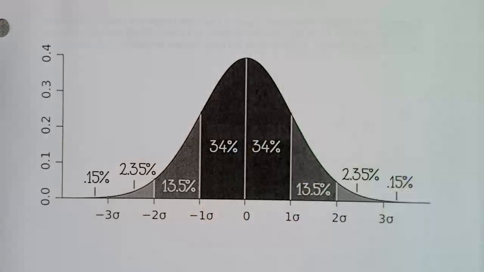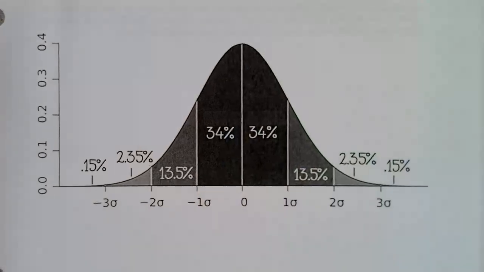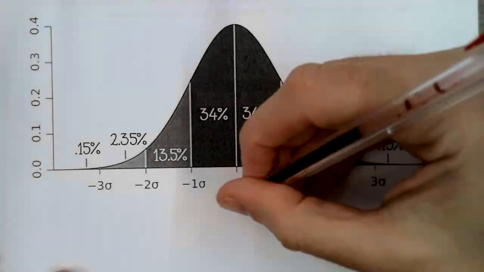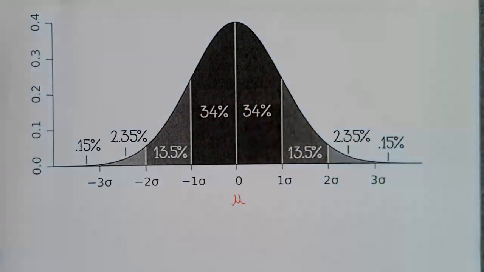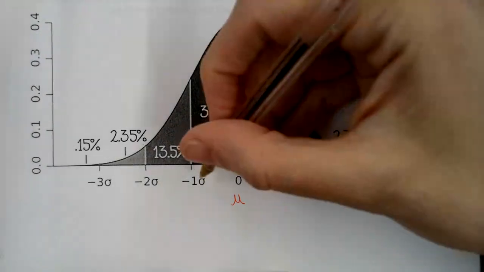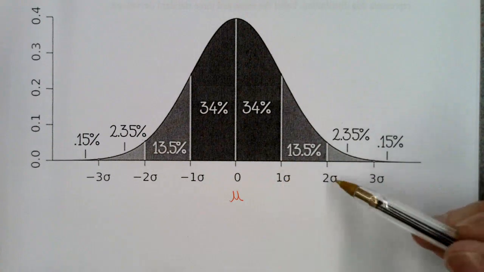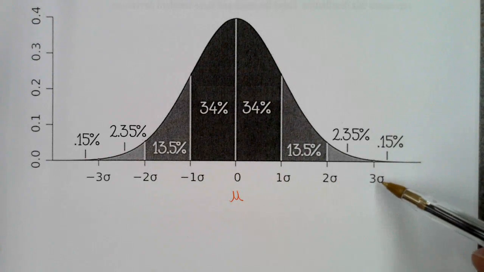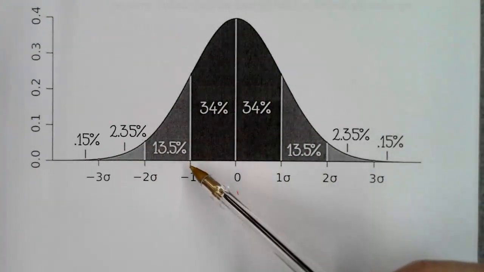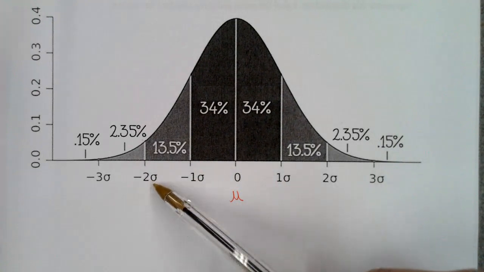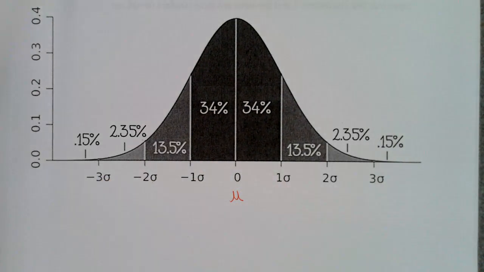So this number in the middle is the mean. Sometimes you'll see it labeled like this. That's the Greek symbol mu for mean. This is the symbol for standard deviation. This is saying one standard deviation more than the mean, two standard deviations more than the mean, and three standard deviations more than the mean. This will be minus one standard deviation from the mean, minus two standard deviations from the mean, and minus three standard deviations from the mean.